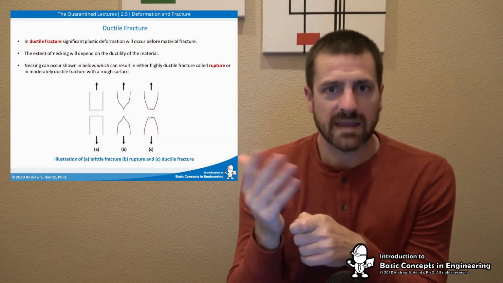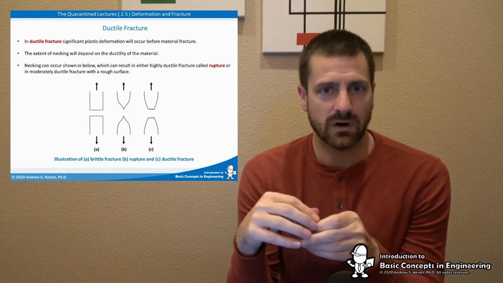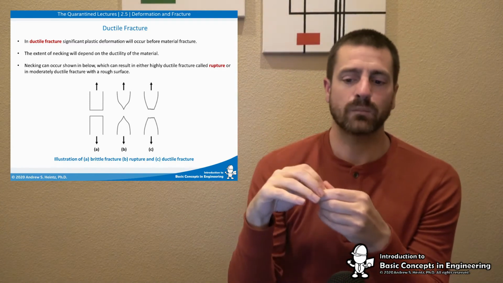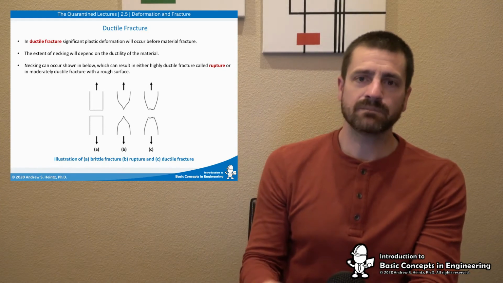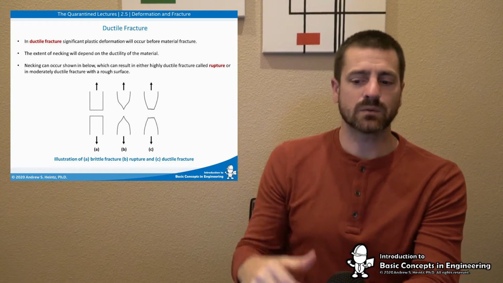Ductile fracture. In ductile fracture, significant plastic deformation will occur before the material fractures, right? So this would be materials with a very arcing curve, right? Necking can occur, as we've shown here, in three different ways, right? If something's super brittle, it'll just pop and it'll just break, right? And that's what we see in A.